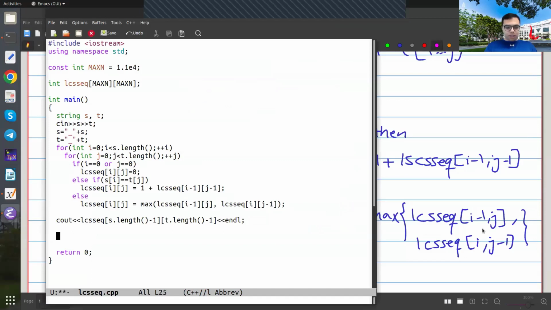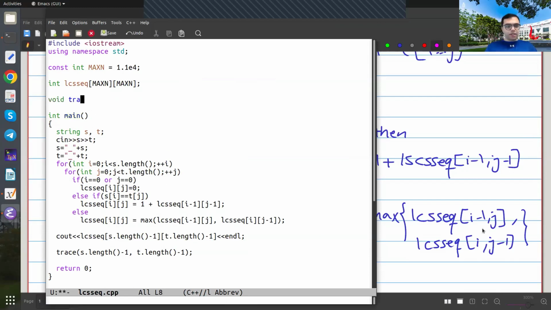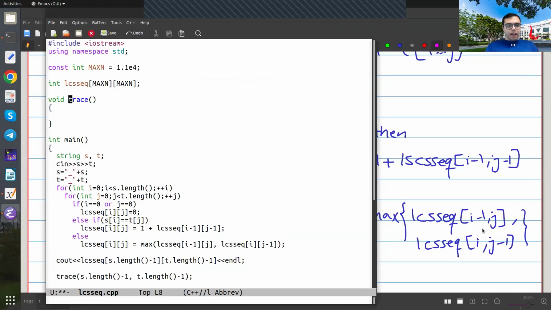So if I want my solution, let me actually just write a function called trace. I say just trace it back. This is what my trace function does. I have two numbers, n and m. Basically, I want to print the longest common subsequence of the first n characters of the first string and the first m characters of the second string. And all I do is that I check this again. So I say if Sn was equal to Tm. I have to put my S and T up here.